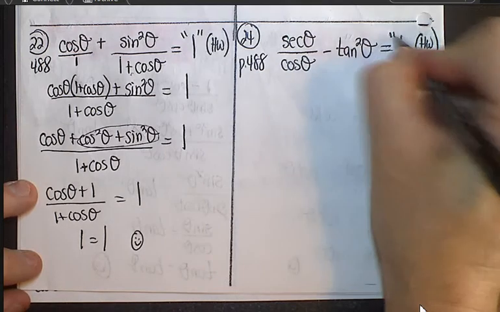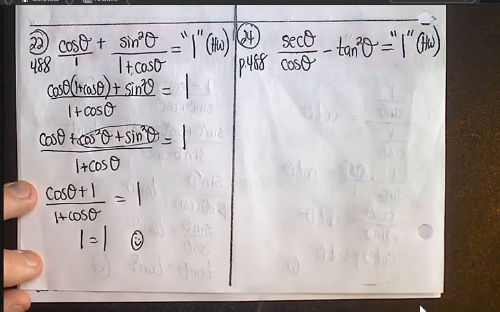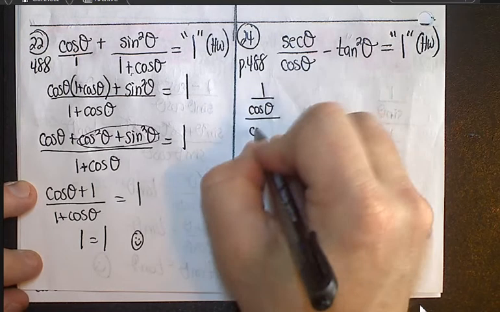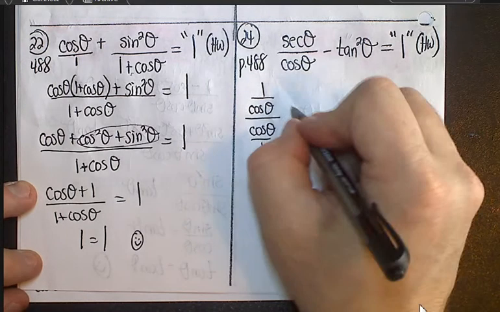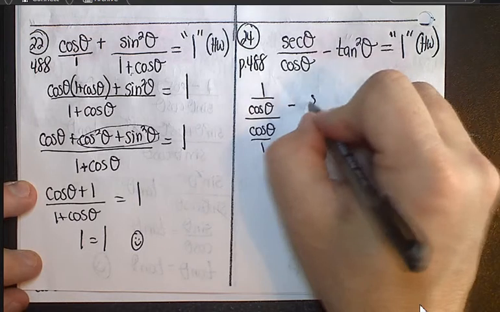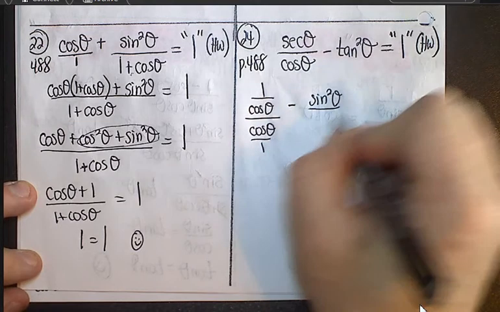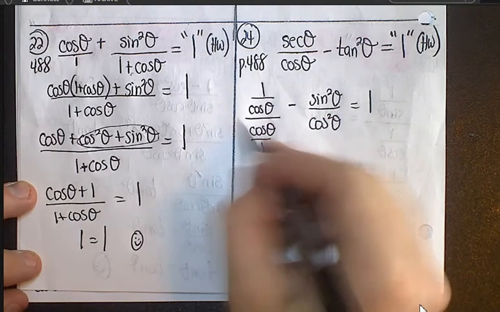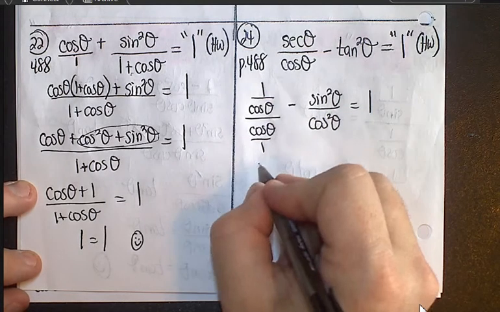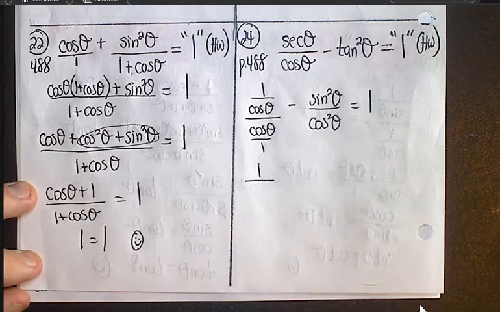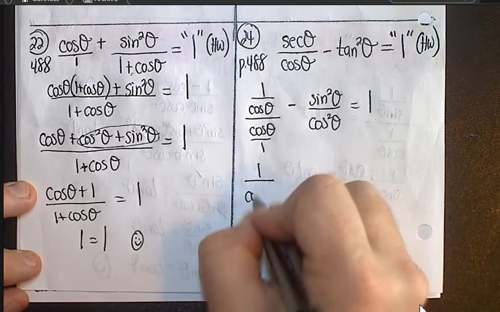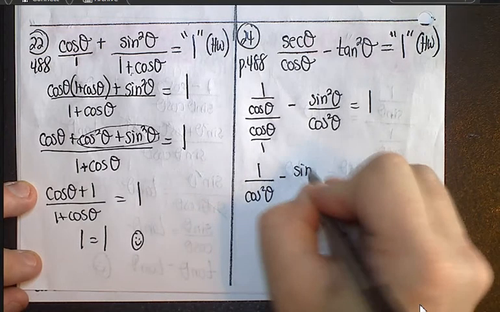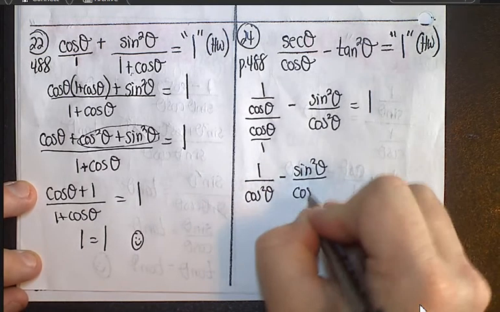I guess my first step here would be changing things to sines and cosines. I'll freeze that 1. Secant is 1 over cosine, and that's divided by cosine over 1. Minus tangent squared is going to be sine squared over cosine squared, and that needs to be 1. When I change this division to multiplication and flip this, I'm going to wind up getting 1 over cosine squared theta, if I do that properly, minus sine squared theta over cosine squared theta, and all that's supposed to equal 1.